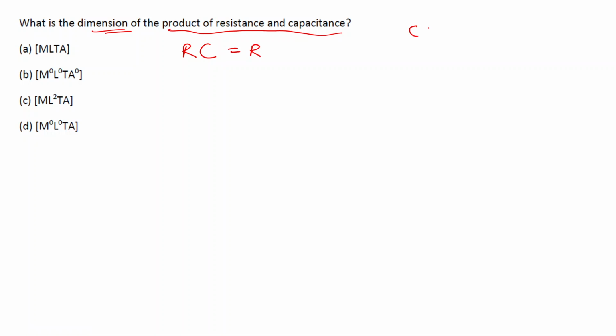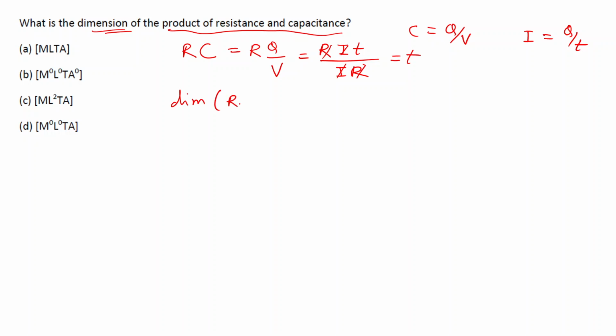Now capacitance, we know, is charge per unit voltage applied. So this will be Q upon V. Now we know charge is current times time, right? Because current is dq by dt or q by t. So Q will be I times t. Voltage is also I times R. So what we are left with is time. That means the dimension of the product of resistance and capacitance is equal to the dimension of time.